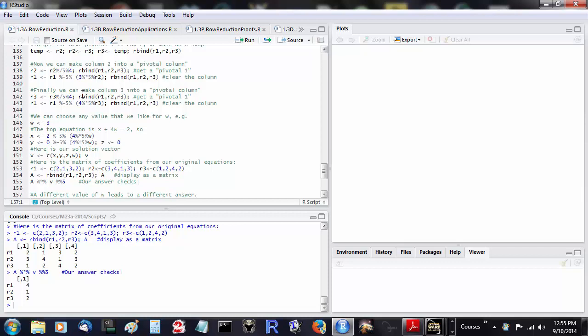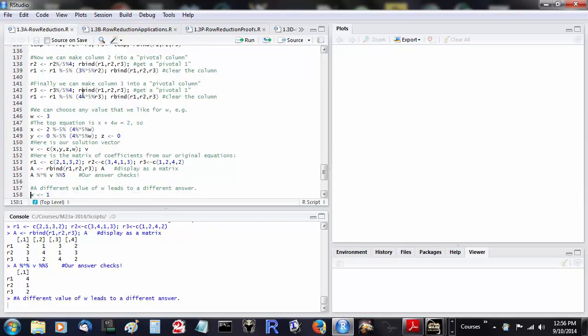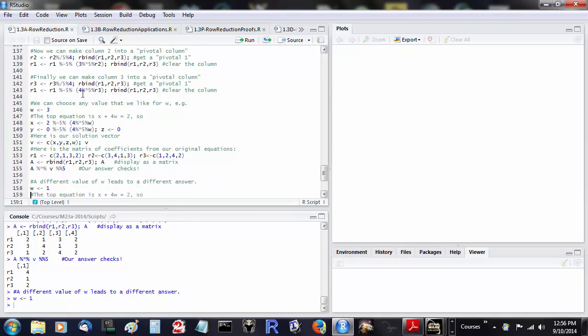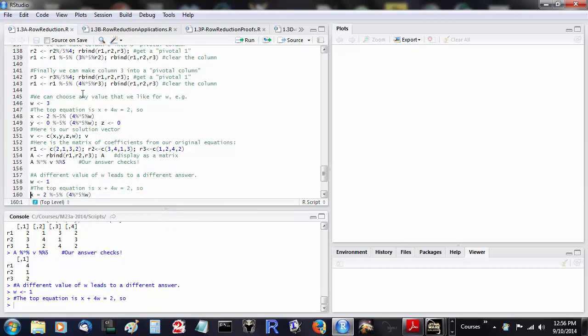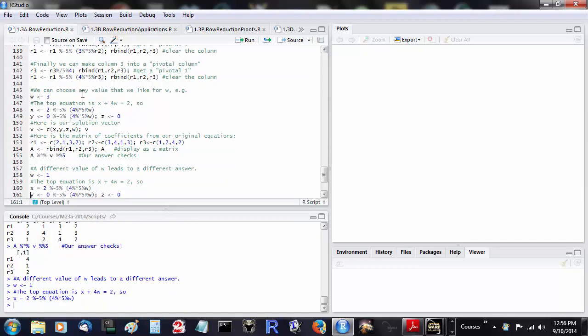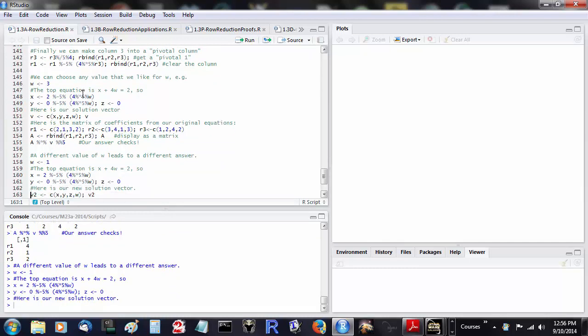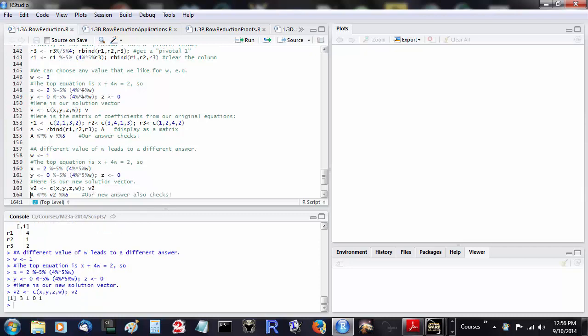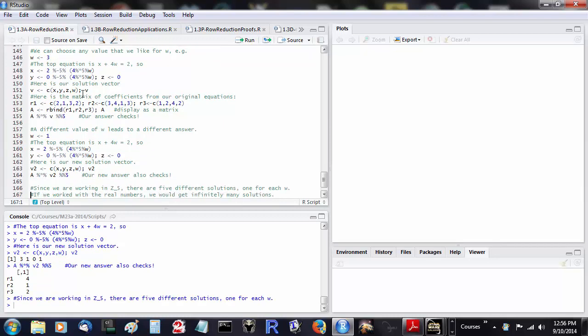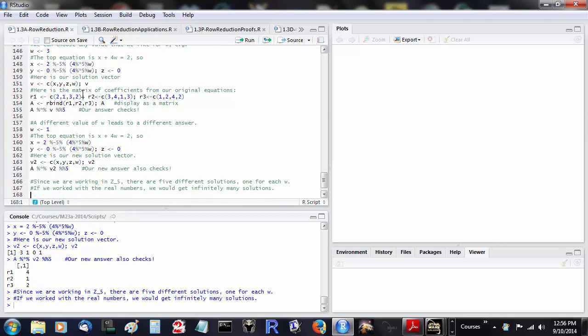Later in the course we'll be calling those active variables, and the equations determine the other ones, which we'll come to call passive variables. If I use a different value of W, like 1, I carry through exactly the same process, get values of x, y, and z. There is a different, equally good solution to our equation. It checks just fine. And as I mentioned earlier, there are 5 different solutions.